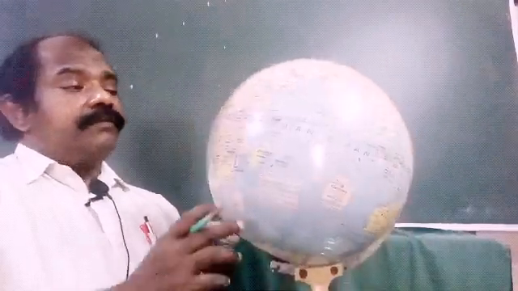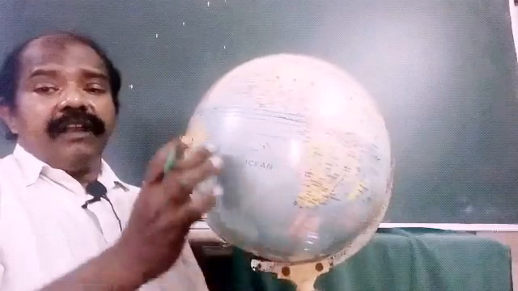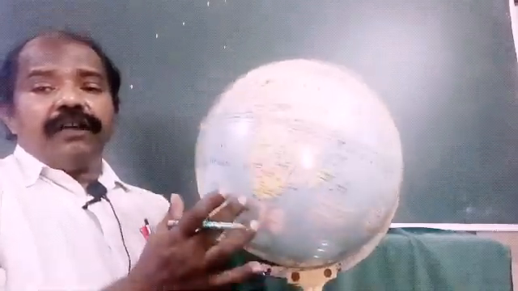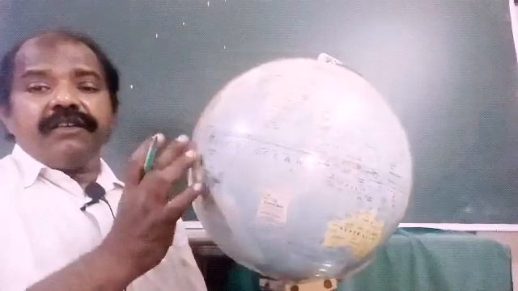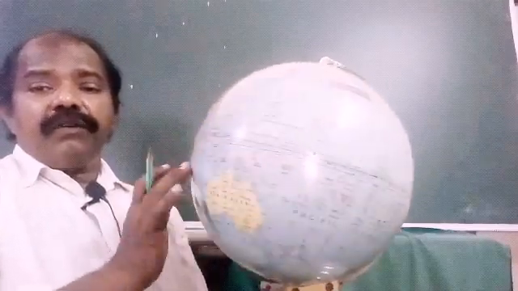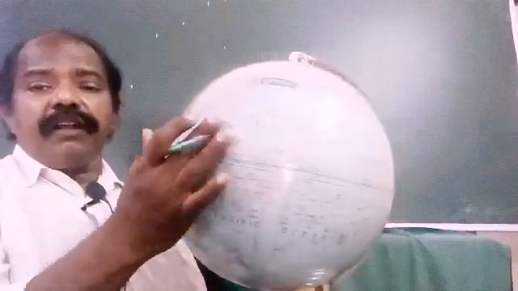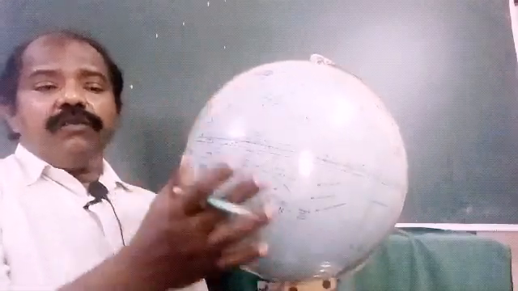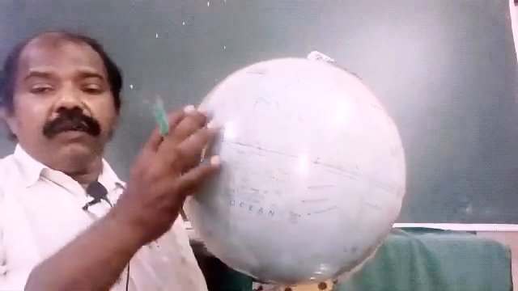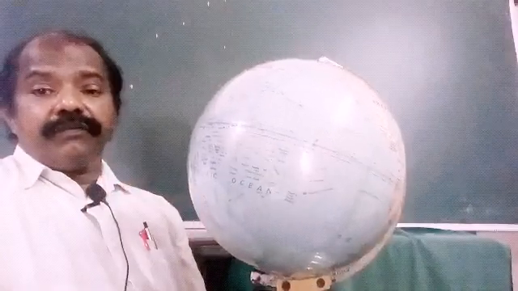And look at the globe here. You can see a large area is covered with blue color, isn't it? Blue color is there on the globe. This entire area is blue color. What is this blue color for? What is this blue color about?